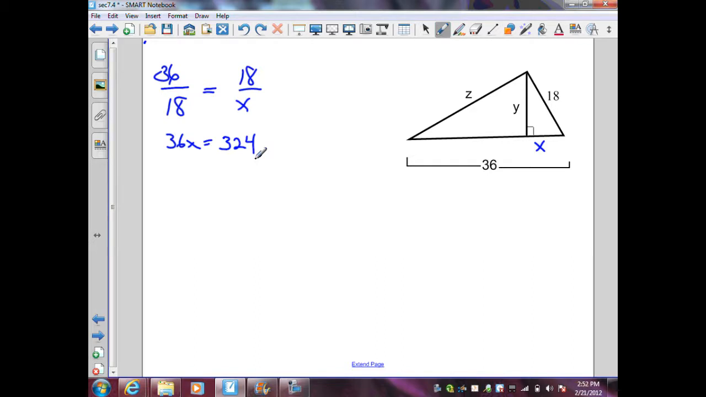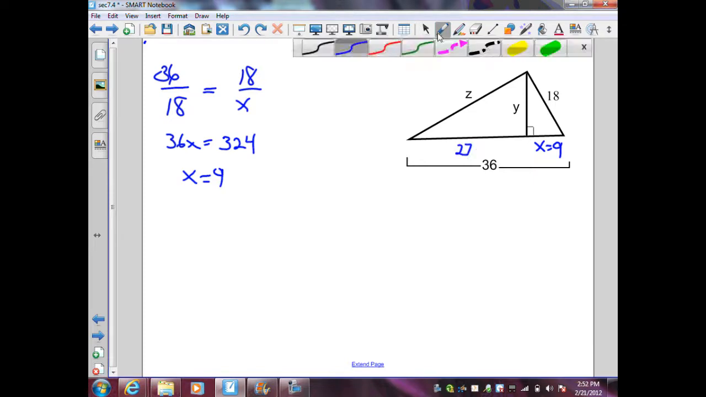Then I just divide by 36 on both sides. I get x equal to 9. So the length of this segment is 9. 9 from 36 gives me the length of the other segment of the hypotenuse, which must be 27. Now I can find the value of z.